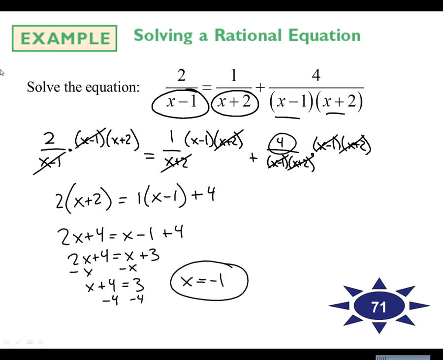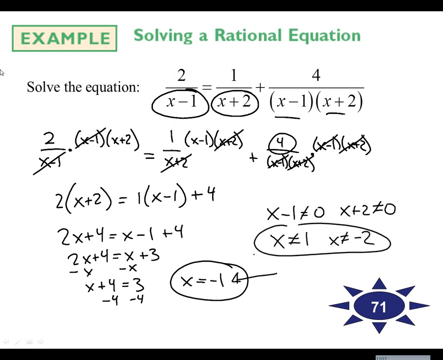All right? Now, we do need to check for what's called an extraneous solution. Remember, you can't have a 0 in the denominator. So, what are our denominators? x minus 1 does not equal 0, and x plus 2 does not equal 0, right? This is our domain. So x cannot equal 1. x cannot equal negative 2. Is negative 1 equal to either of those things? It is not, so we're okay. This answer is just fine. So try problem 71. See if you can solve that rational equation.